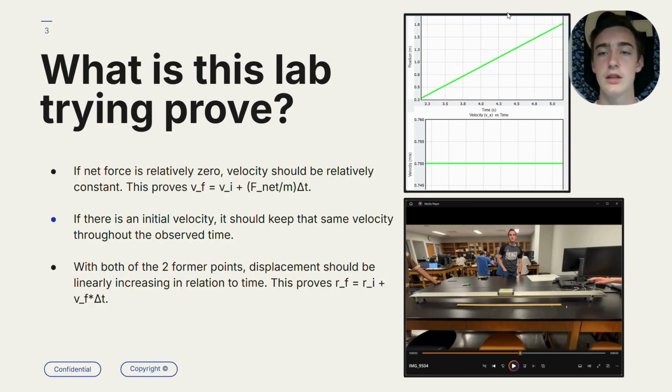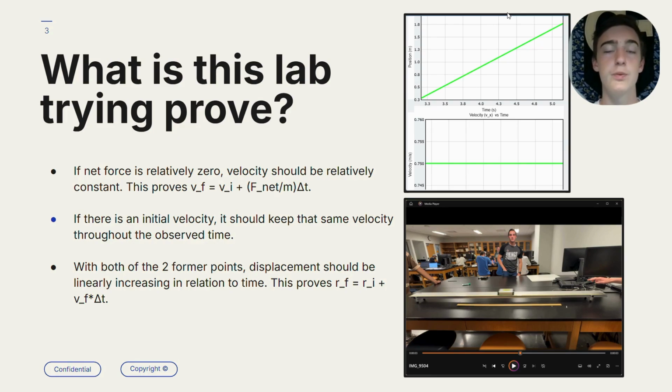We see this in the simulation. In the top right corner is the simulated data. We see that velocity stays a constant 0.75 meters per second. We are also proving that displacement will linearly increase in relation to time, or, more accurately with the equation, that distance will relate linearly to time, but it could be positive or negative depending on what coordinate system is set. By the way, I set the origin to be the beginning of the track or the right-hand side of the track, and the positive x direction is facing towards the left-hand side of the track.